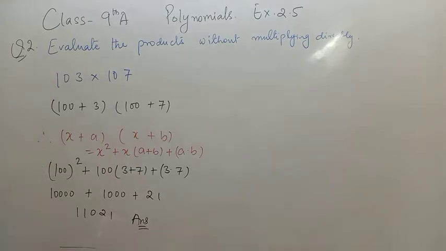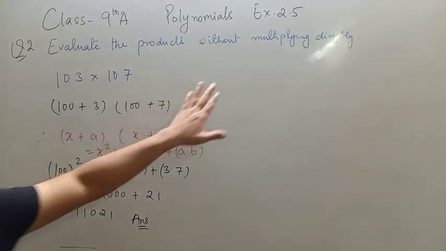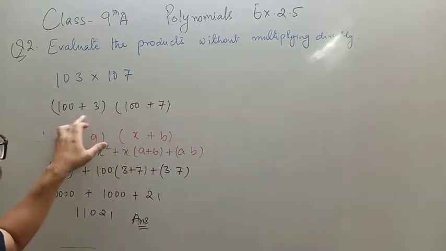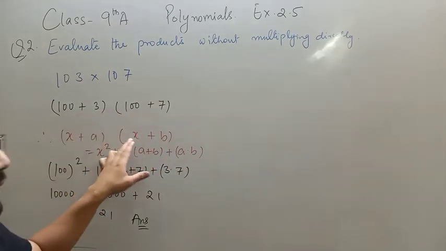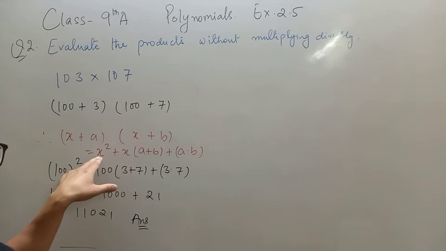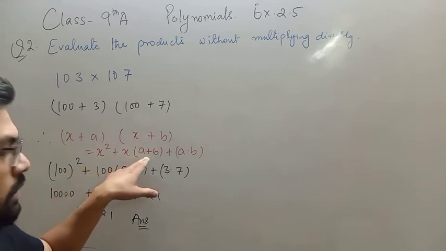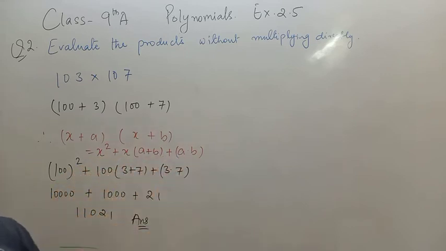So here in this question you didn't multiply these two terms directly. You applied an identity, that is x plus a into x plus b. So this identity will give you x square plus x into (a plus b) plus a into b. Note it down fast.